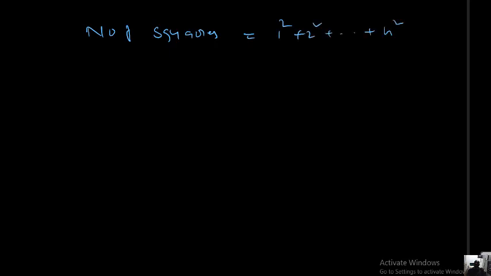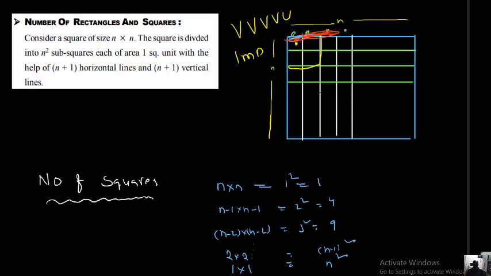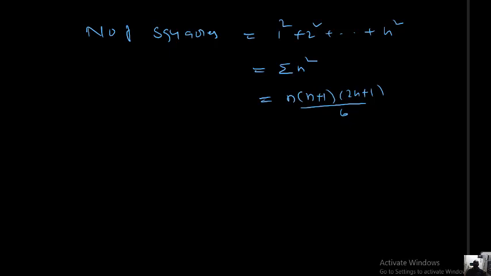Sum of squares of first n natural numbers, or in other words sigma n square, or in other words n into n plus 1 into 2n plus 1 by 6. Okay? This is the formula to find the number of squares in a grid having n by n unit squares. So the number of squares is n into n plus 1 into 2n plus 1 by 6.